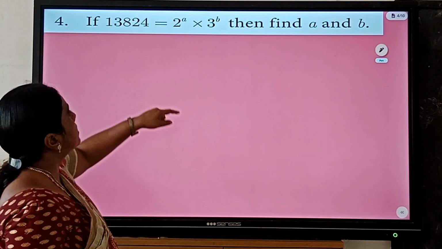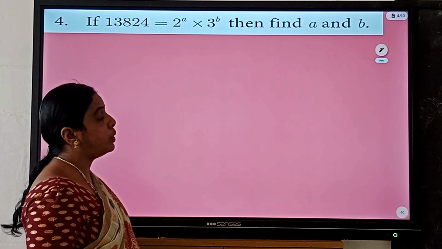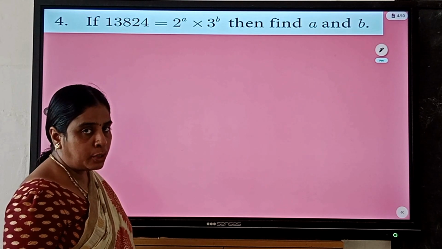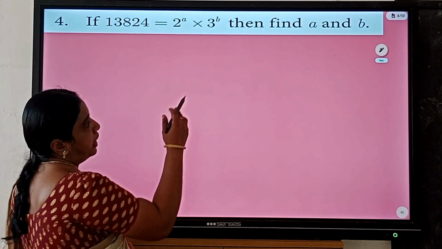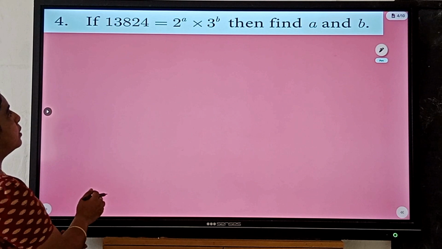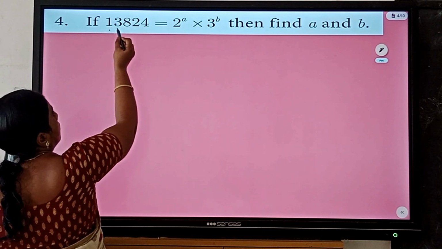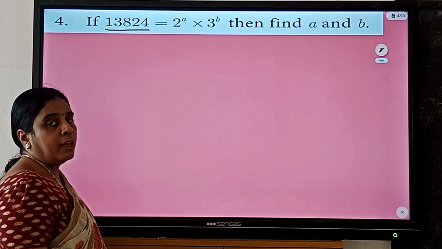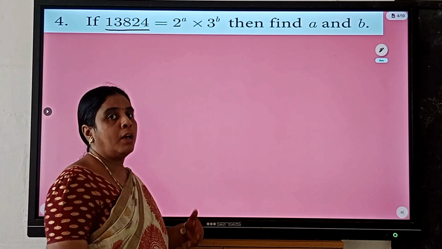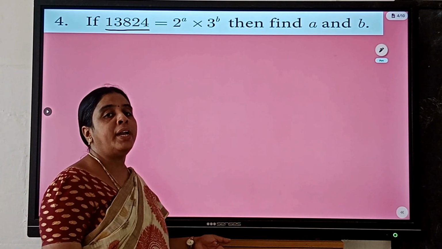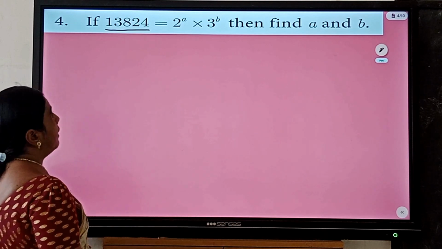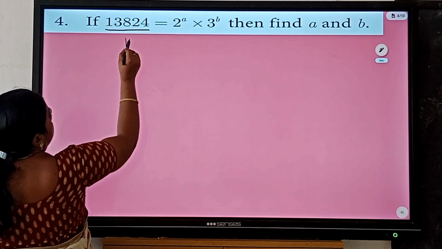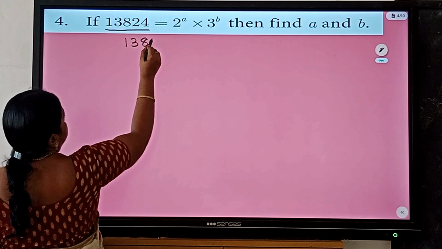Now we have the fourth sum. If 13,824 is equal to 2 power a into 3 power b, then find a and b. So they have written 13,824 in multiples of 2 and 3, but in how many multiples? What is the power of 2 and 3? That we have to find. So we will do it using the prime factorization method.